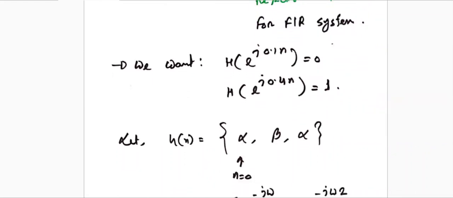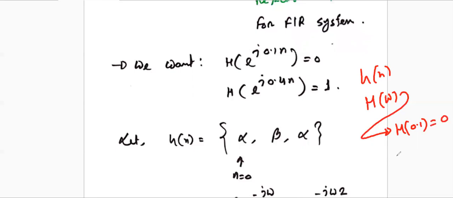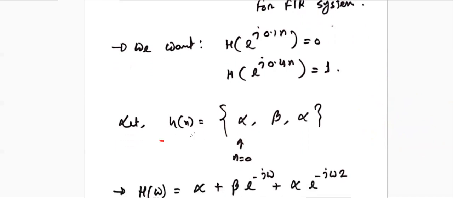What is the key factor to design the filter? We need to select our h[n], or we need to select our H(ω), in such a way that H(0.1) should be equal to 0 and H(0.4) should be equal to 1. That is our target. So h[n] and H(ω) are the same thing. One is in the time domain and the other is in the frequency domain, and that is our target. Now let this be our h[n].